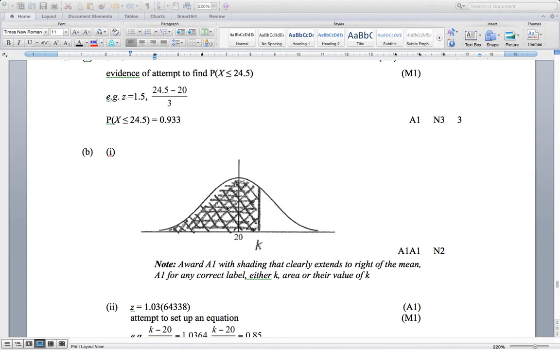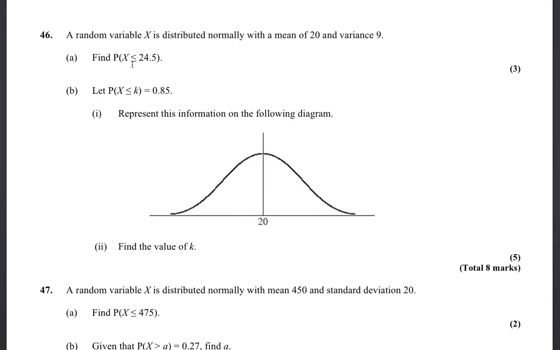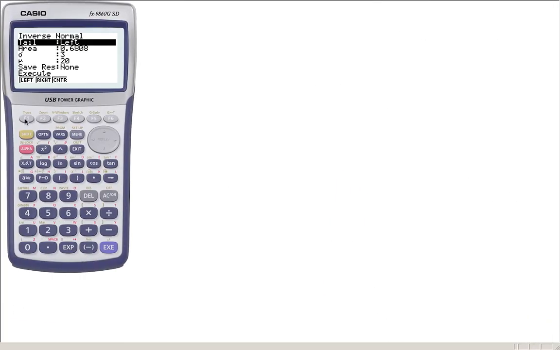Now you can see here, this is the tail, isn't it? So P of x less than or equal to k. This is the region that represents that probability. Now the tail is here on the left hand side. So that's what I said. Whenever it is less than or equal to k, the tail will be on the left hand side. If it is more than k, then the tail will be on the right hand side. So tail is left, area is 0.85.